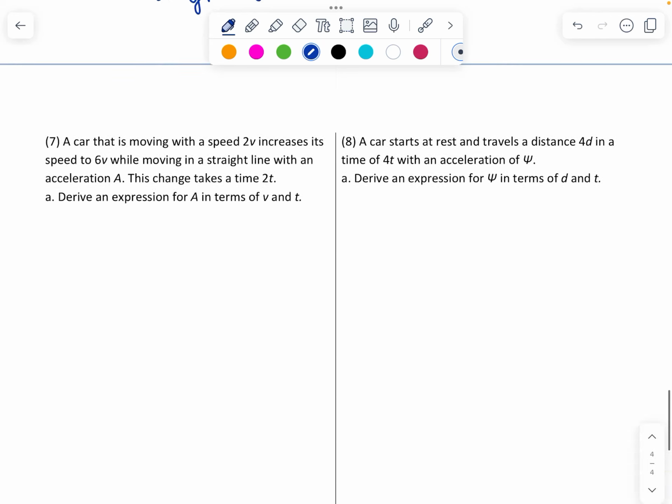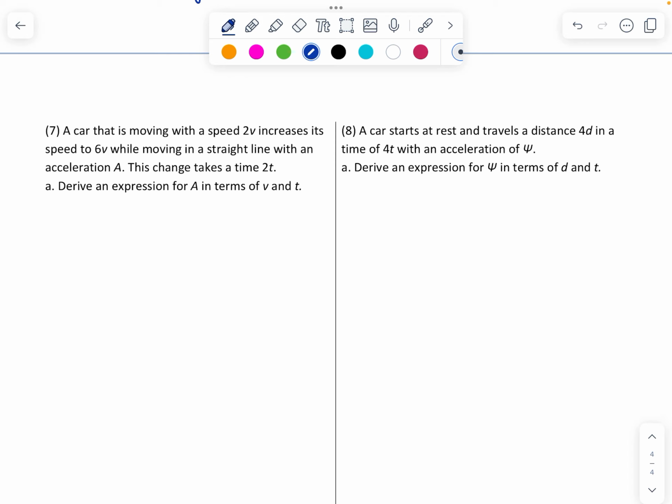Okay, hopefully you're kind of getting the hang of it. Ooh, these get a little weirdsies. Okay, so I'll do 7. A car that is moving with speed 2v increases its speed to 6v while moving in a straight line with an acceleration a. This change takes the time 2t. All right.